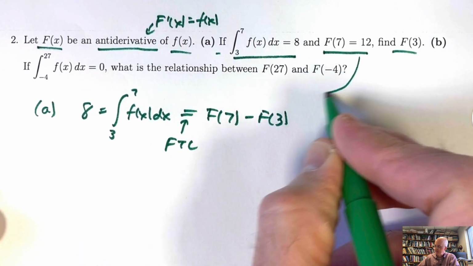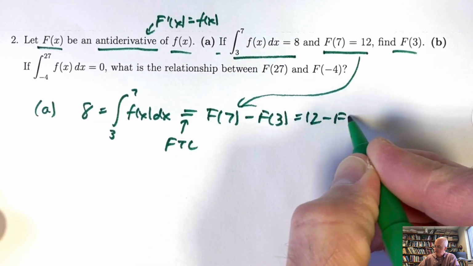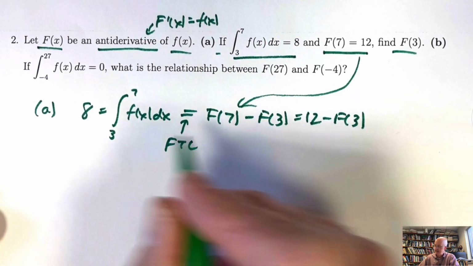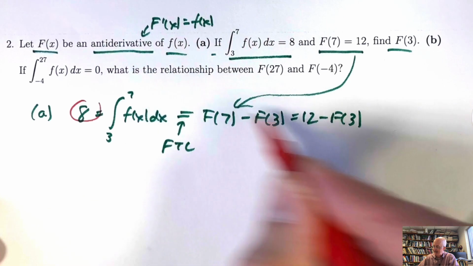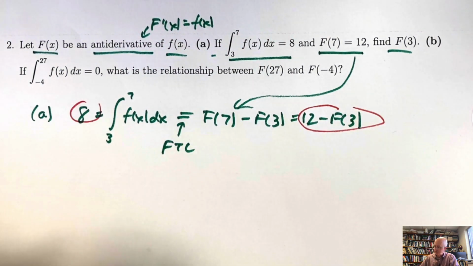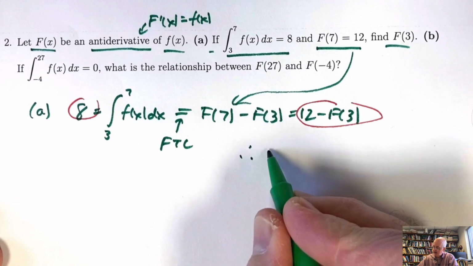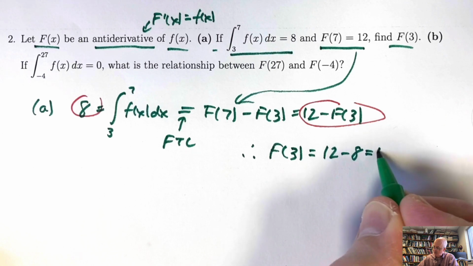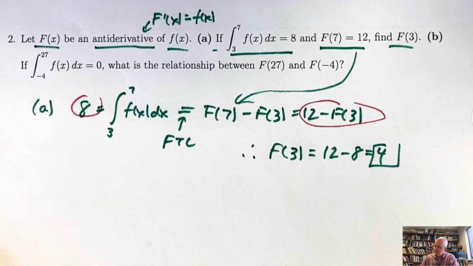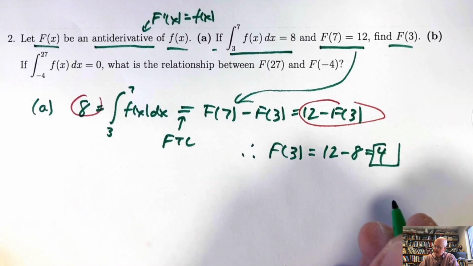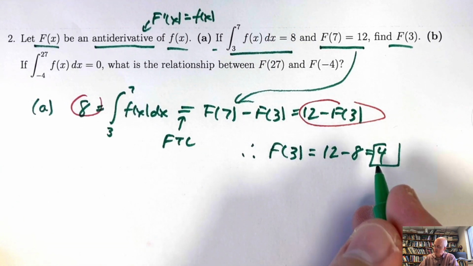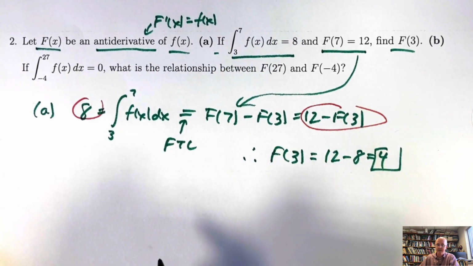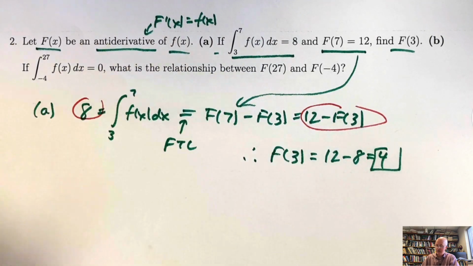We are given that capital F of 7 is 12. So now all that's left to do is solve for capital F of 3. Add capital F of 3 to both sides of the equality between 8 and this, and then subtract 8 from both sides. Therefore, capital F of 3 is 12 minus 8, which is 4, and that's the answer. For extra confirmation, you see that capital F increases in value from 4 to 12. It increases by 8 units, and that is the same as the value of the integral. It's given to be 8. So a little bit tricky, but definitely doable.